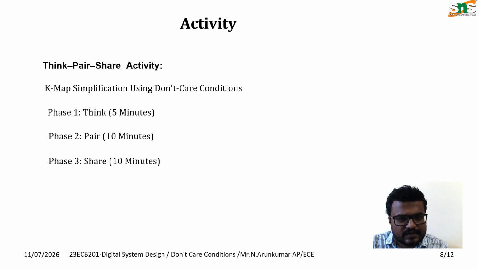Activity: the activity given is a think-pair-share activity. The initial question given is K-map simplification using don't care conditions. Phase 1 is to think for 5 minutes, phase 2 is to pair for 10 minutes, and phase 3 is to share for 10 minutes. Along with this we can learn the concept of K-map simplification by using the don't care conditions.